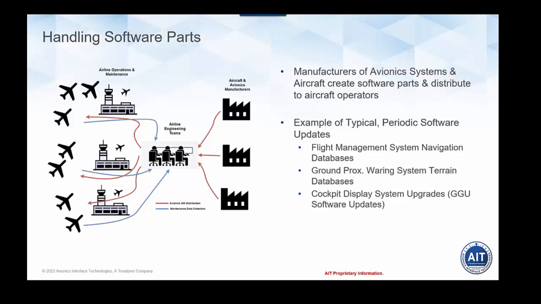So a lot of the newest display systems in the cockpits are large screen format with a lot of functionality packed into a single screen. And so there are commonly updates to those to provide more information to the pilots and the operators of the aircraft. So these are kind of the typical types of software parts that you see going out to aircraft regularly and periodically.